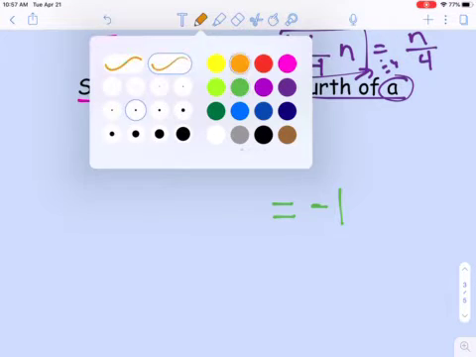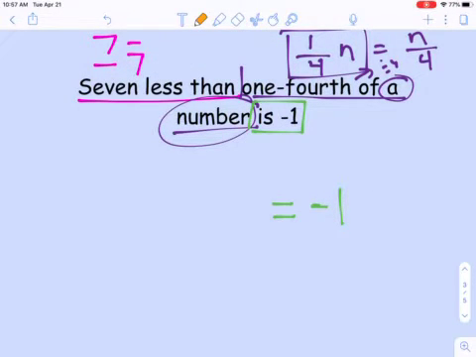Let's look at the 7 less than 1/4 of a number. If I said 7 less than 10, if I asked what's 7 less than 10, think about that in your head. You'd start with 10, and then you take 7 away from it. It's 3, right? That's how most of you would think about it.